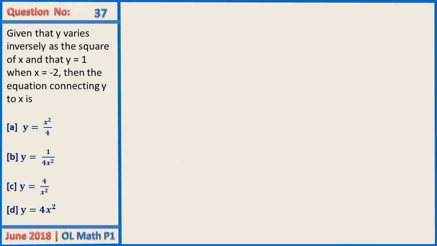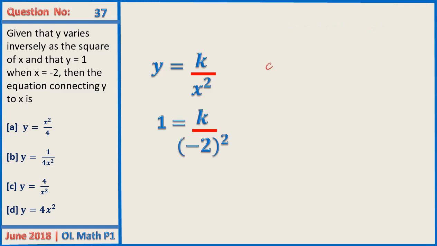Question 37, given that y varies inversely as the square of x and that y equals 1 when x equals minus 2, then the equation connecting y to x is, so this is inverse variation. y is equal to a constant all over x squared. So we look for k when x is minus 2, y is 1. So we substitute into the equation, we have 1 is equal to k all over minus 2 squared. So we cross multiply, we have k equal to 4. So the equation now becomes y equals 4, because k is 4, all over x squared. So our key here is C.